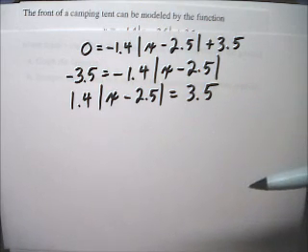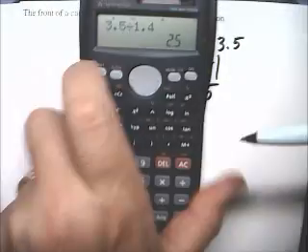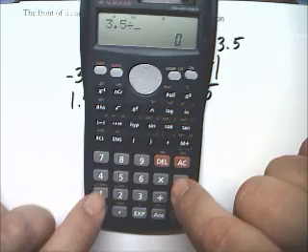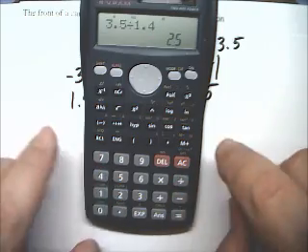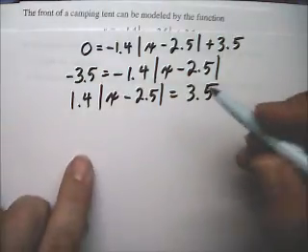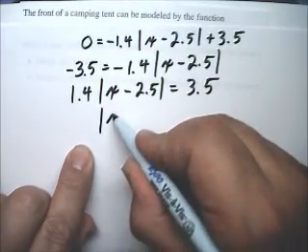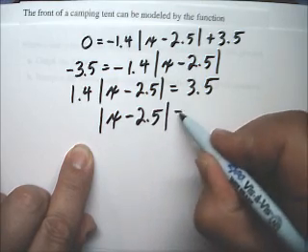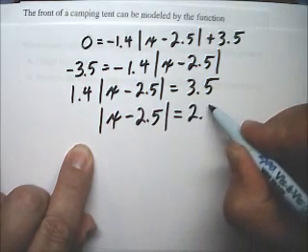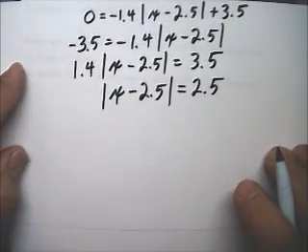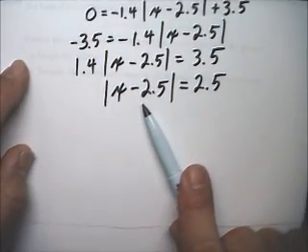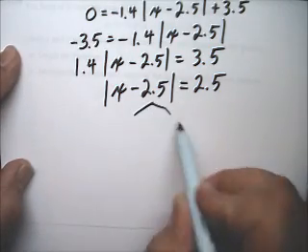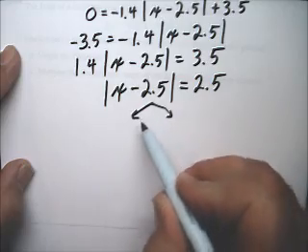So now I'm going to divide both sides by 1.4. So 3.5 divided by 1.4 equals 2.5. Well, that works out nicely. Absolute value of x minus 2.5 equals 2.5. Okay, now whatever is in the absolute value sign might be positive, it might be negative, so we just have to split these into the two halves.